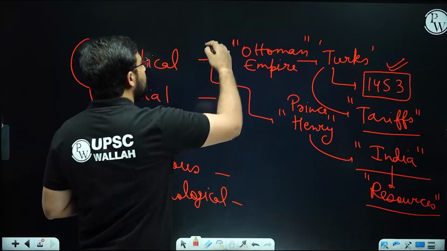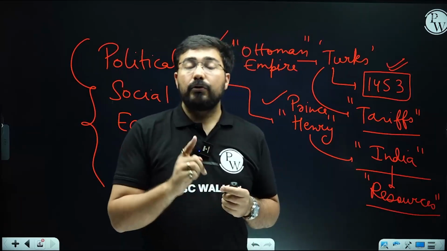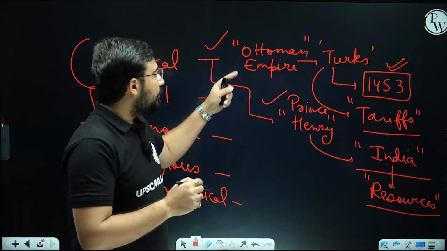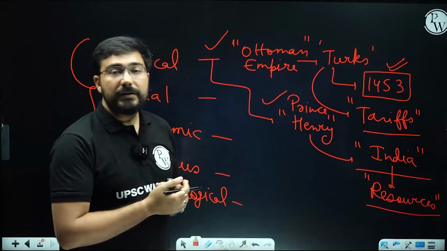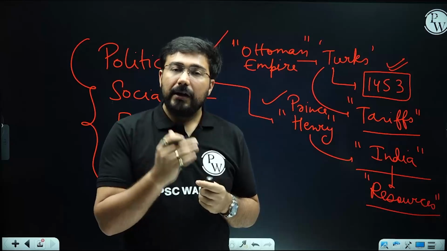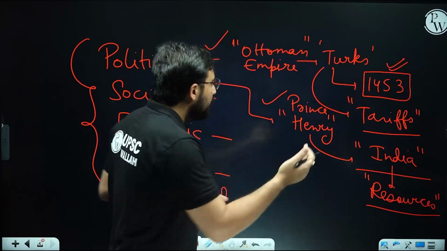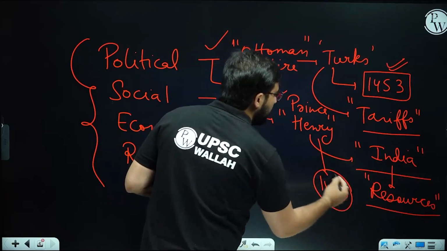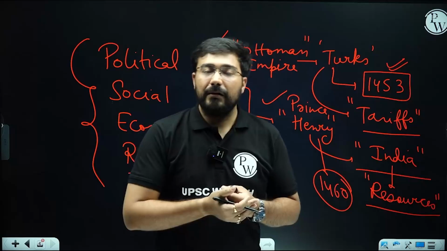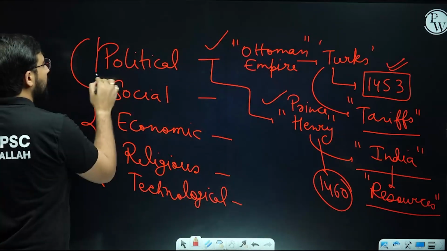So if somebody asks you for two prominent political factors why Europeans came to India, first will be the capture of Constantinople by the Turks, and number two, Prince Henry. He was very interested in going towards the east, and even though he died in 1460, his dream was realized by Vasco da Gama in 1498. So please remember these two political factors.